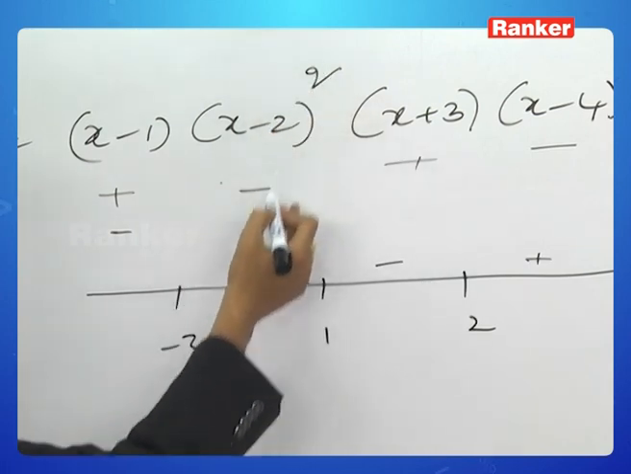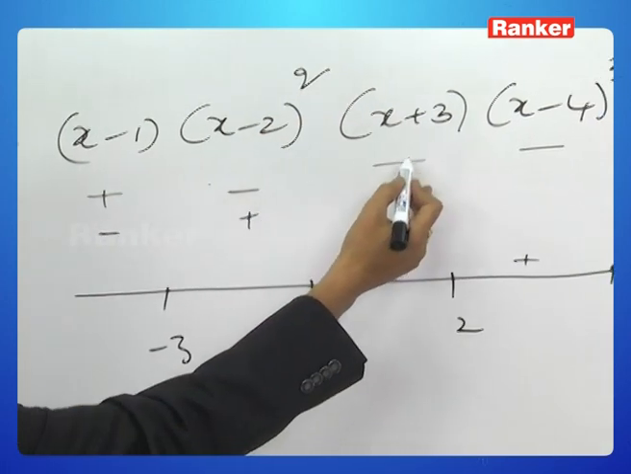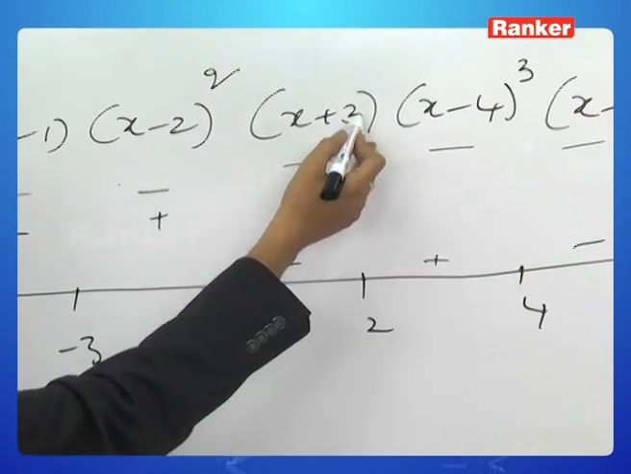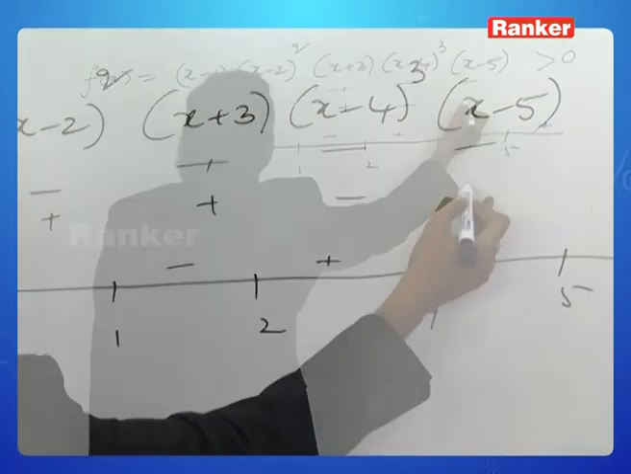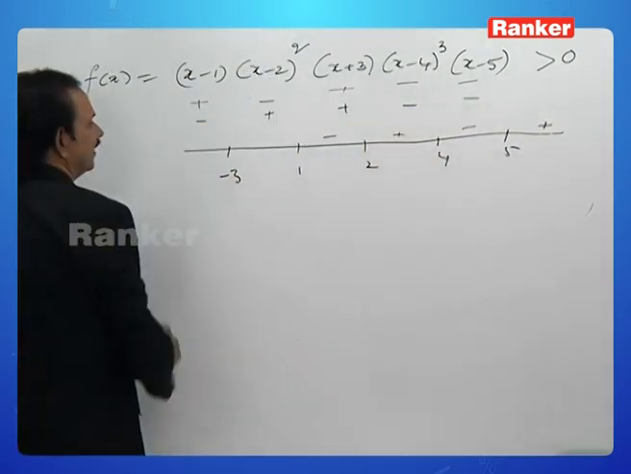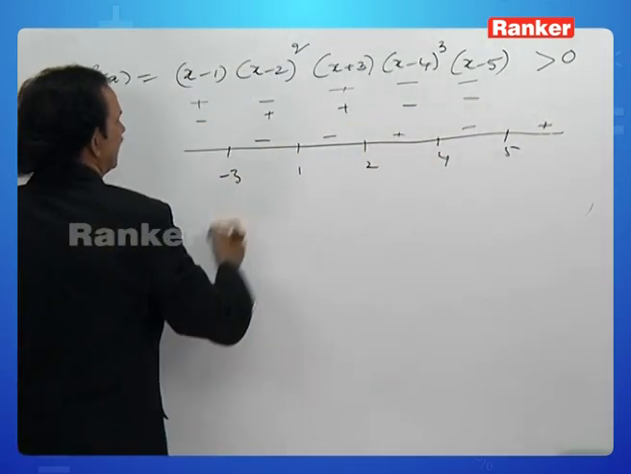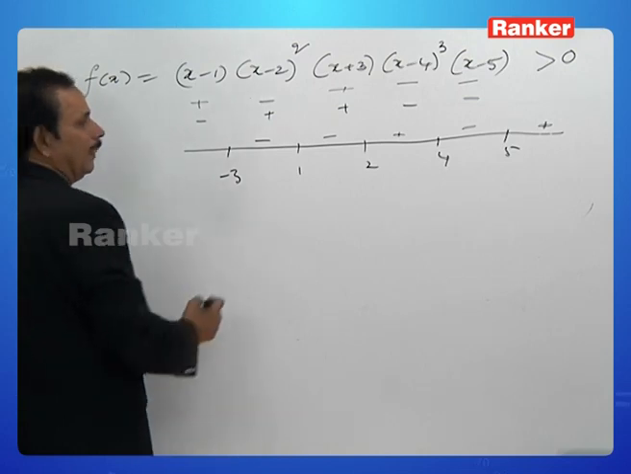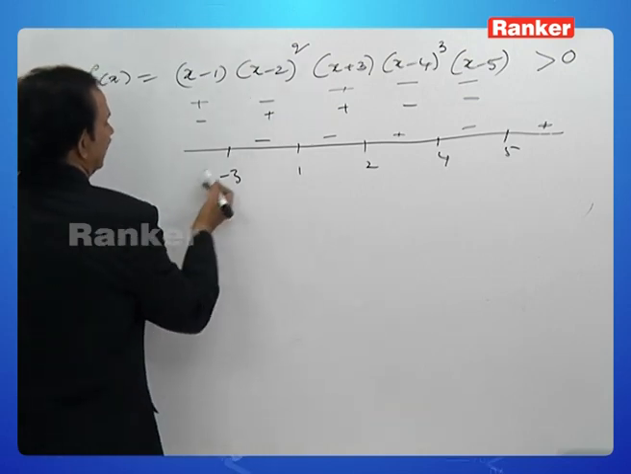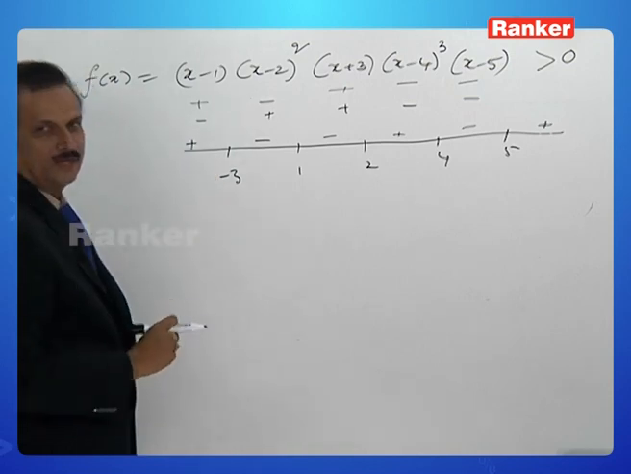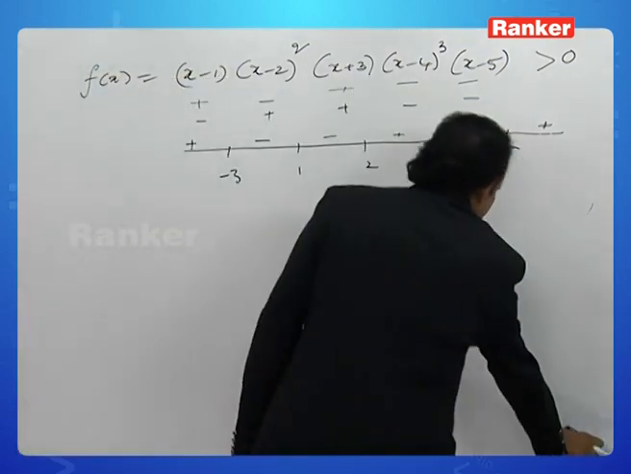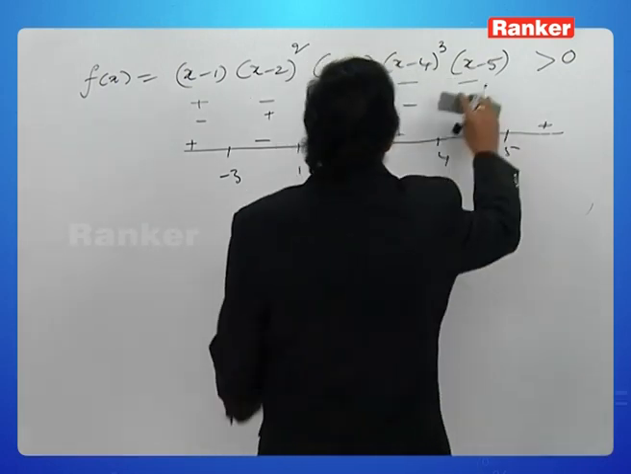As it is whole square, this is positive. This is -3 and 1, but this is +3. This is positive. This is negative. This is negative. How many negatives are here? 3. Again minus. Again minus. Here, as this is minus, this is plus. These are the reasons we have noted.